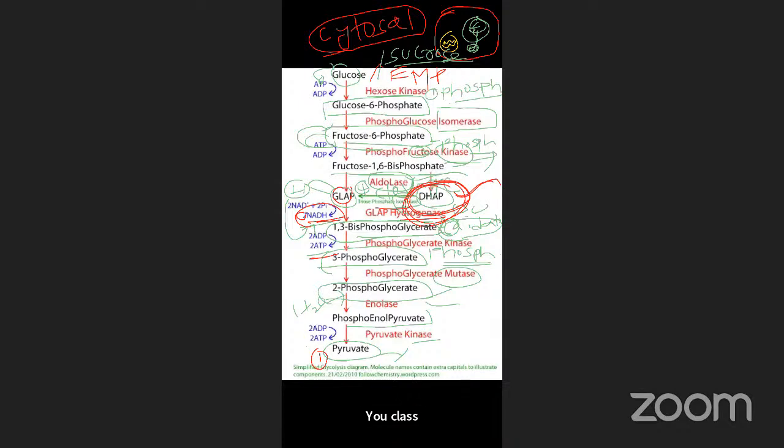Okay? Write down in the notes. Please write down, because it is used for the balance sheet of ATP. Glycolysis, 2 ATP. Okay? Clear? Yes, sir. How many NADH? 2 NADH. Write down. Okay? Clear?